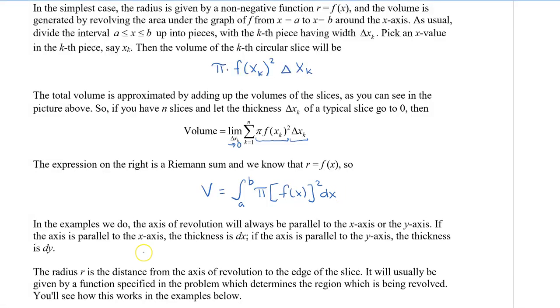In the examples that we do, the axis of revolution will always be parallel to the x-axis or the y-axis. If the axis is parallel to the x-axis, then the thickness is going to be dx, and if the axis is parallel to the y-axis, then the thickness is going to be dy. The radius, r, is the distance from the axis of revolution to the edge of the slice, and it will usually be given by a function specified in the problem, which determines the region which is being revolved. You're going to see how this works in the examples below.